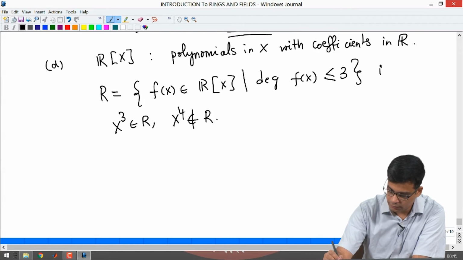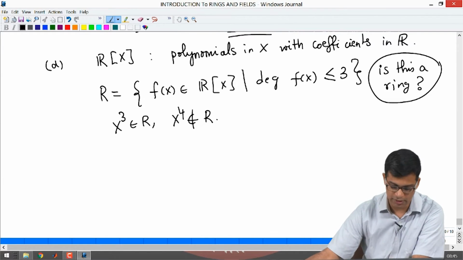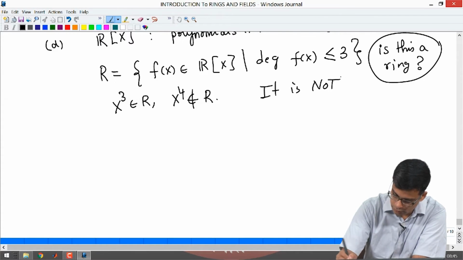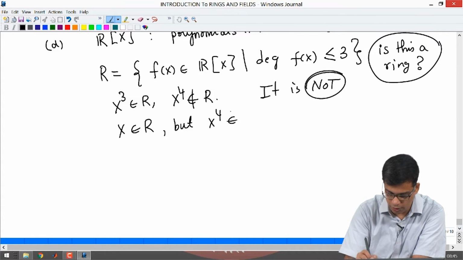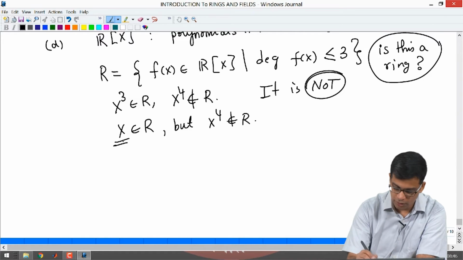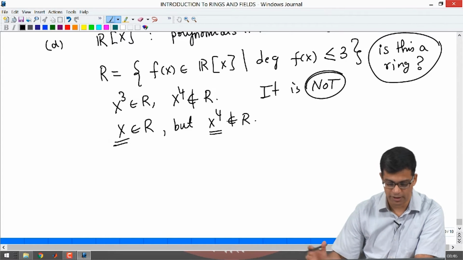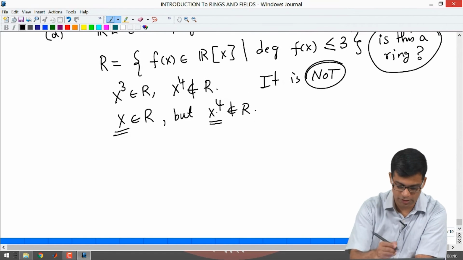Now, is this a ring? That is a question, right, and you can clearly see that it is not. It is not a ring. Why not? Because x is in R, but x power 4 is not in R, right. If R is a ring, it is supposed to be closed under multiplication. You have one element, if you multiply it with itself 4 times, it is supposed to be inside the set again, but it is not. So, it is not a ring. So, let us modify this.